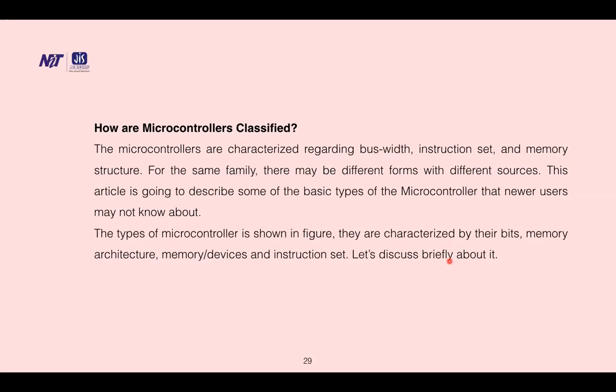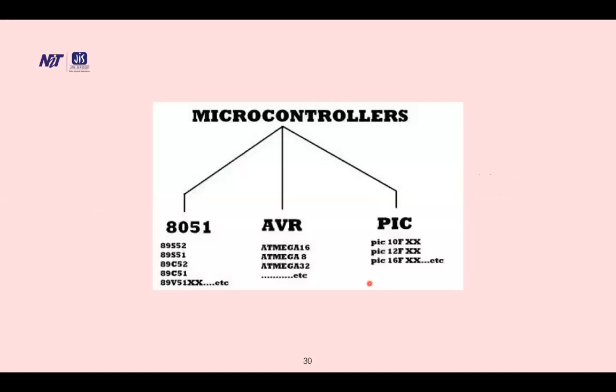How are microcontrollers classified? Microcontrollers are characterized regarding bus width, instruction set, and memory structure. For the same family, there may be different forms with different sources. This article is going to describe some of the basic types of microcontroller that newer users may not know about. The types of microcontroller are shown in the figure. They are characterized by their bit, memory architecture, memory devices, and instruction set. So microcontrollers may be classified as 8051, AVR and PIC.